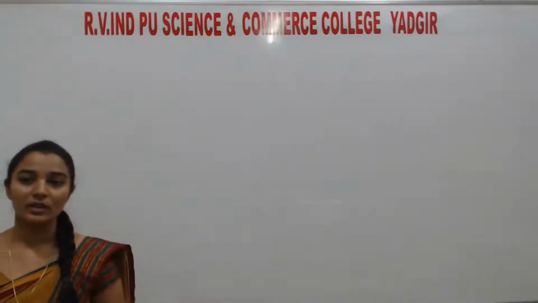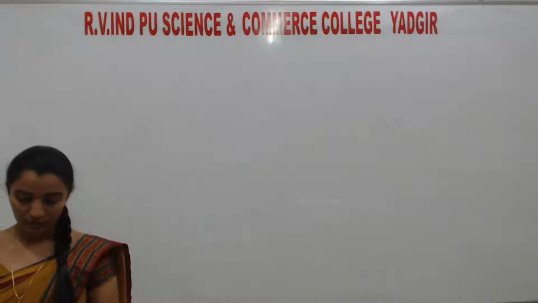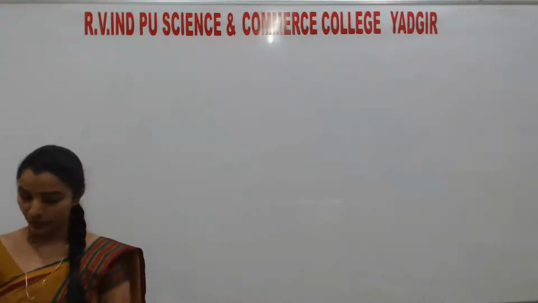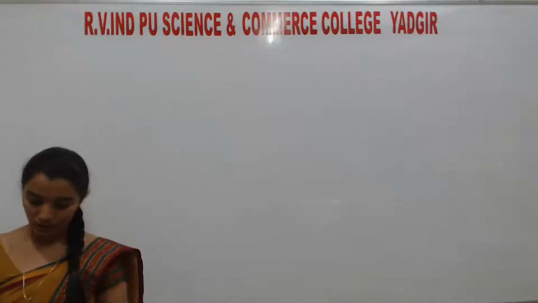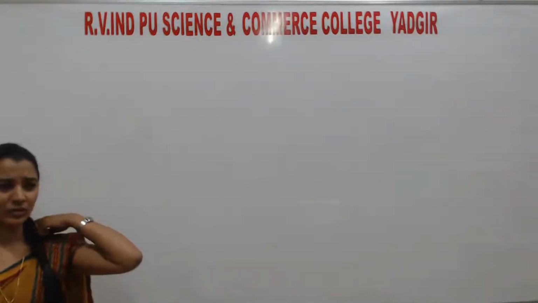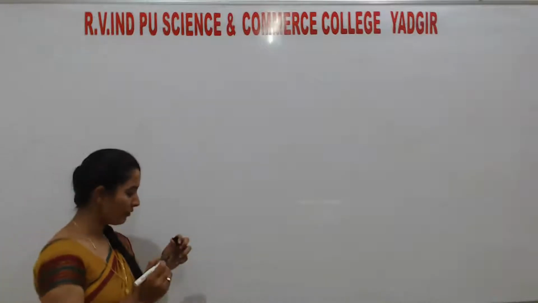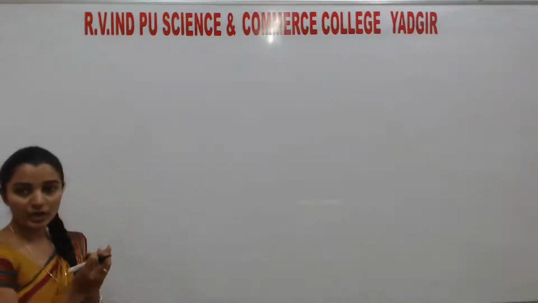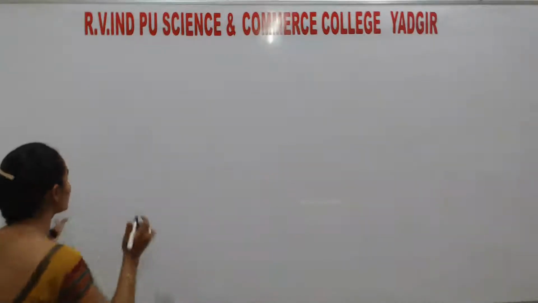Morning students. In the last class we discussed some chemical reactions of alkanes and haloarenes. Today we continue with the same. Okay. So I explained up to which reaction yesterday? Which one? Oxidation. Okay. So further three reactions are there.